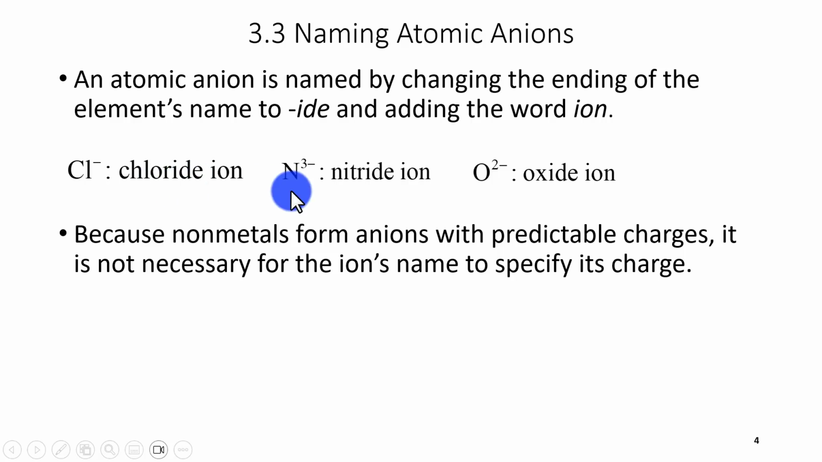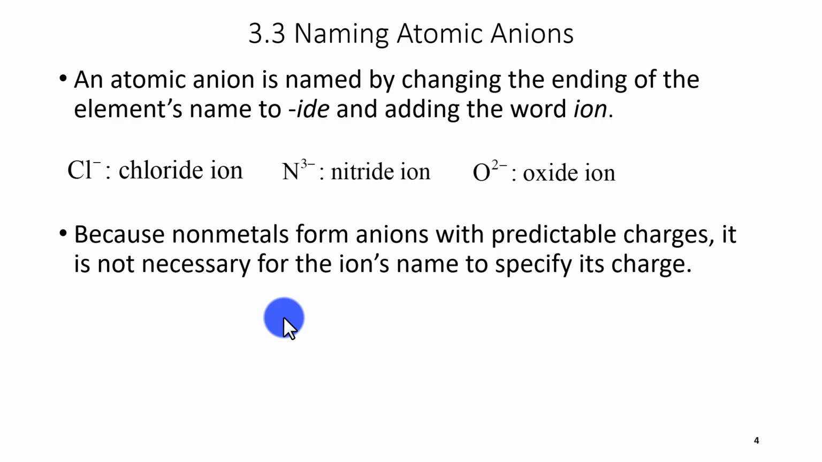So anything that has -ide ending, we find the root that tells us the name of the element. So nitr, that is part of nitrogen. So that would be N. And we know that is group 5, so it will form a 3- ion. So nitride ion. And oxygen forms oxide ion. We drop the -gen and we add the -ide.